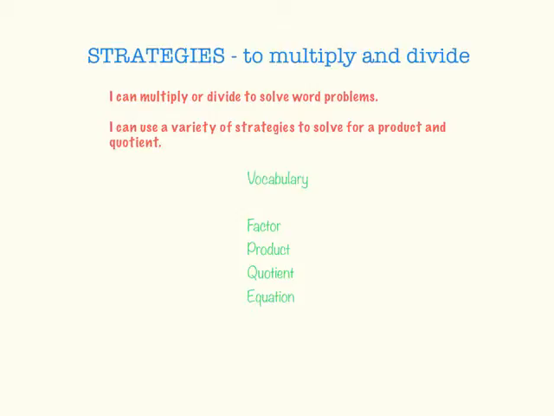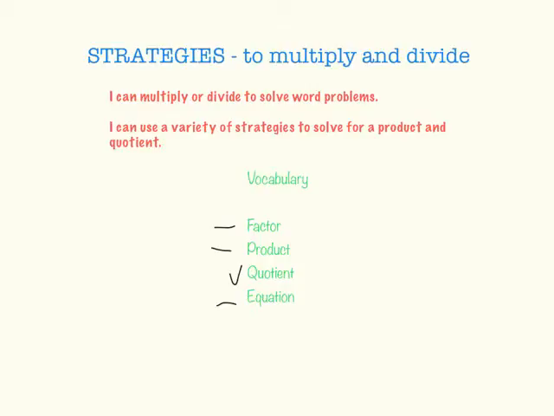You'll also notice that we have some vocabulary here. Some of the vocabulary, like factor and product, you have seen already. But quotient here is a new one. A quotient is an answer to a division problem. And equation should also look familiar. An equation is a number sentence. And with our word problems, we will see that several times today.